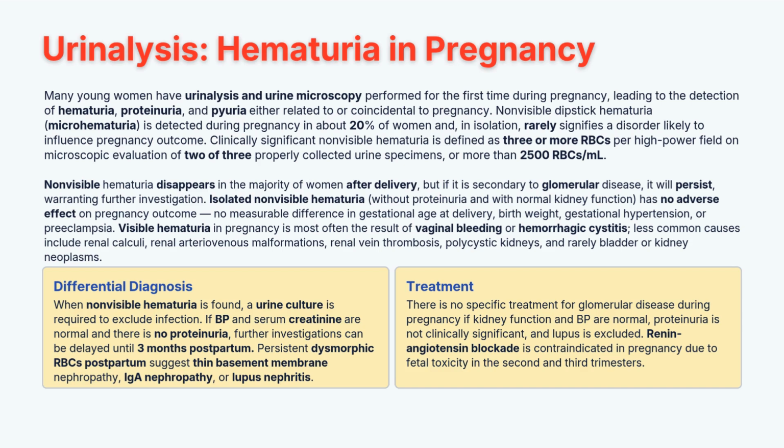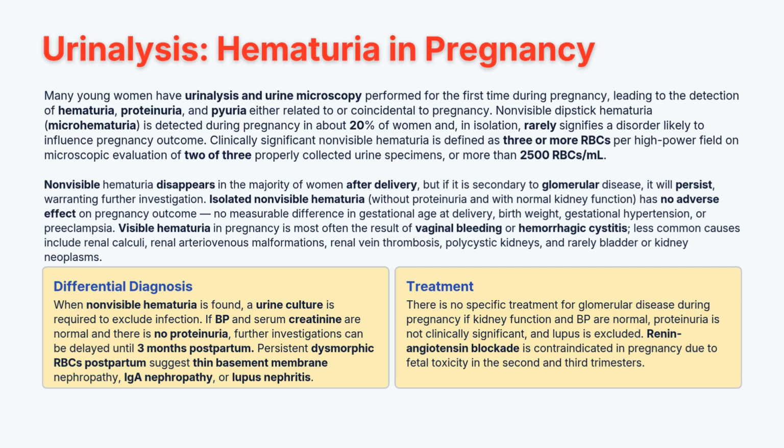The first step in the evaluation is usually urine culture to exclude any urinary tract infection. If the blood pressure, serum creatinine, and proteinuria are all in the normal range, extensive investigations can often be postponed until a few months after delivery. Persistent dysmorphic red blood cell changes.